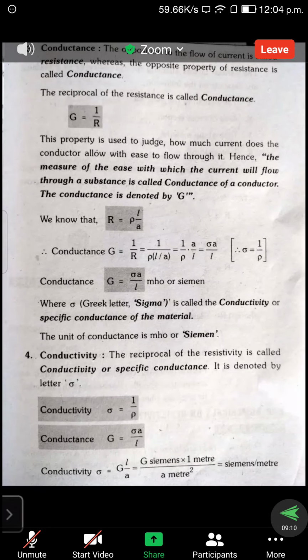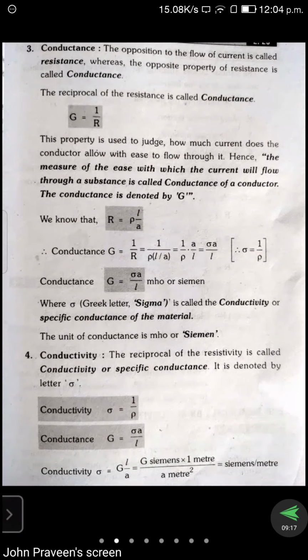So we get G is equal to sigma A by L, in case of conductivity. So sigma is equal to G into L by A. G has units of Siemens, L is in meters, and area in meters square. So the unit is Siemens per meter. This is the formula we use for conductivity.